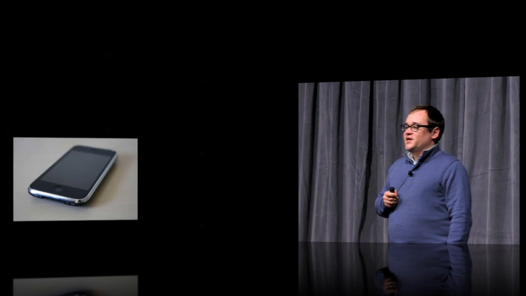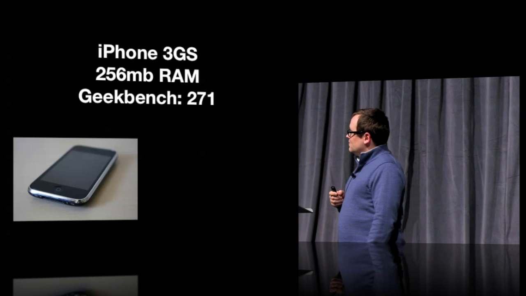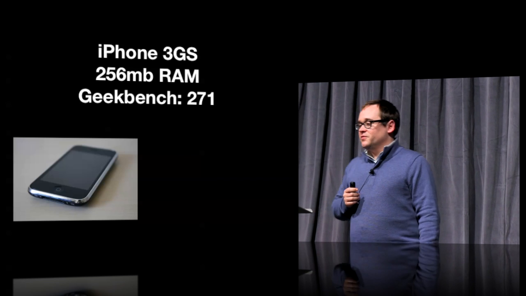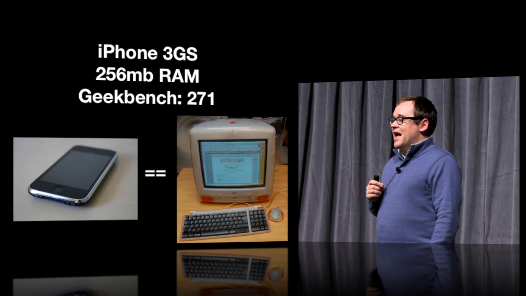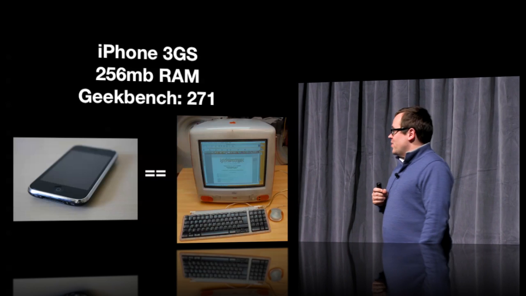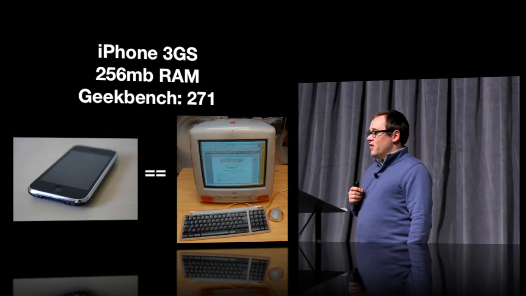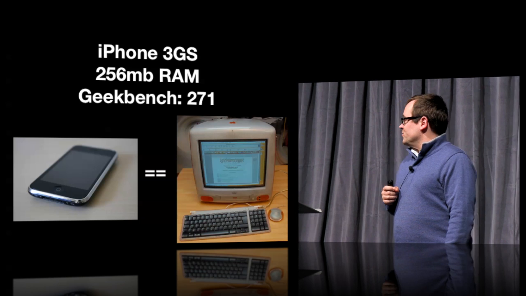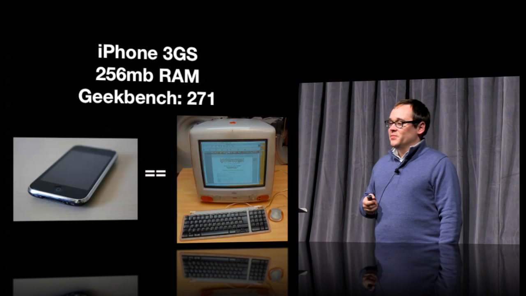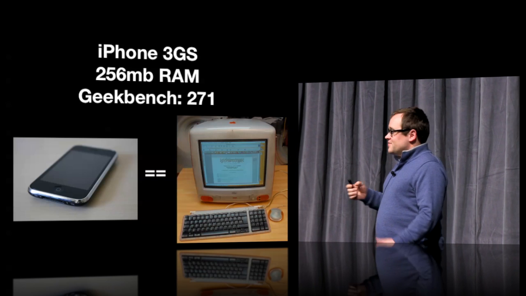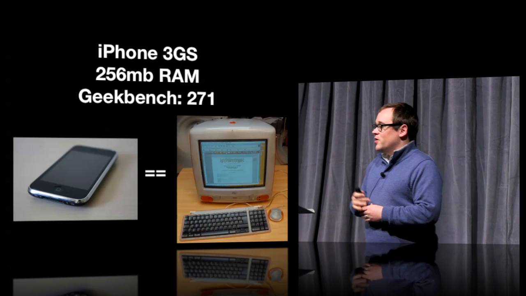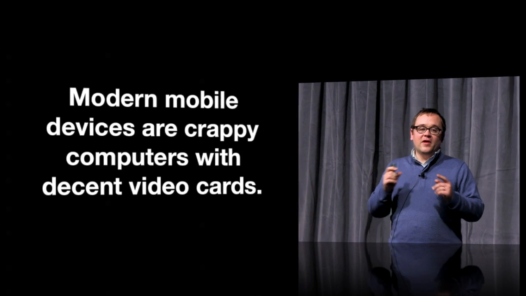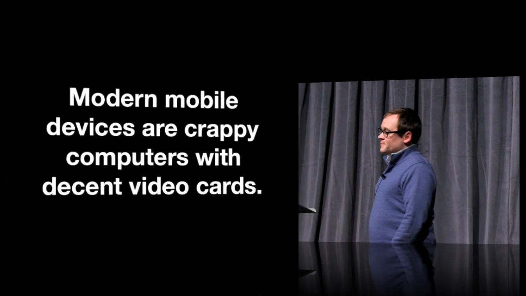That's an iPhone 3GS. 256 megabytes of RAM and a 271 Geekbench score. It's an iMac. It's a Bondi Blue iMac. We're trying to make awesome interfaces on a 10-year-old computer. It may look like a cell phone, but really you have to think about it as a bad computer. Now, it does have like a 3DFX Voodoo card in it, but otherwise it's a crappy computer. They're crappy computers with good video cards.